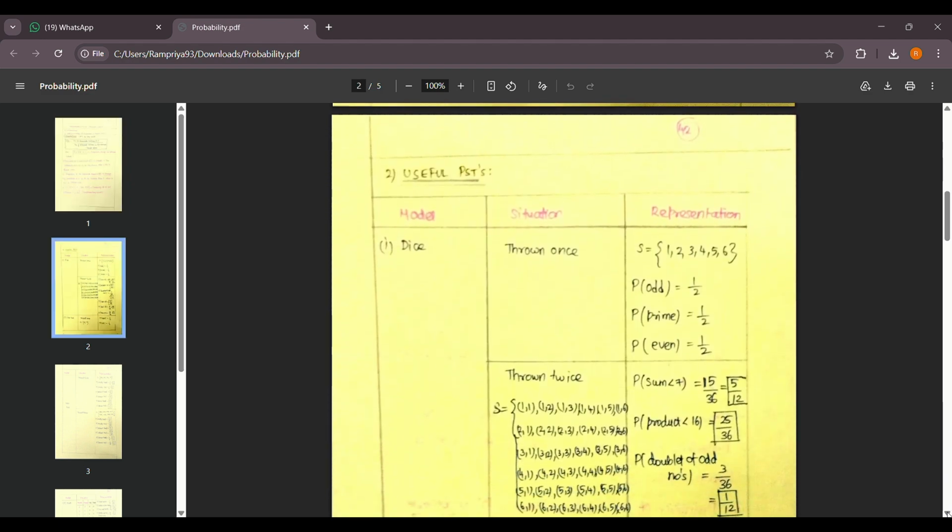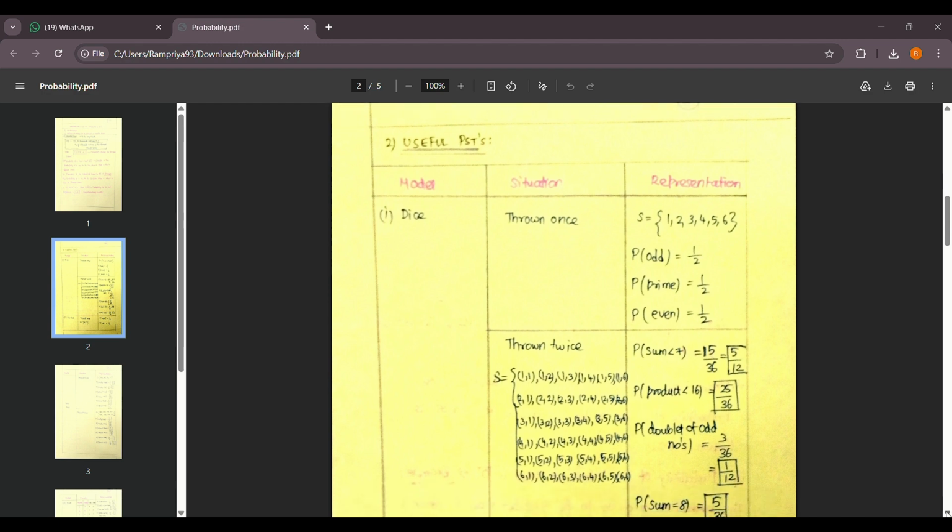Next, I have given some useful problem solving things. Here you can see a die when it is thrown once. These are the events. Probability of an odd number: 1, 3, 5. You have 3 favorable outcomes out of 6. So 3 by 6 is 1 by 2. Similarly, probability of a prime number: 2, 3, 5. So 3 out of 6 again, that is 1 by 2. And probability of an even number: 2, 4, 6, again is 3. So 3 by 6 is half. Like this you have to do.